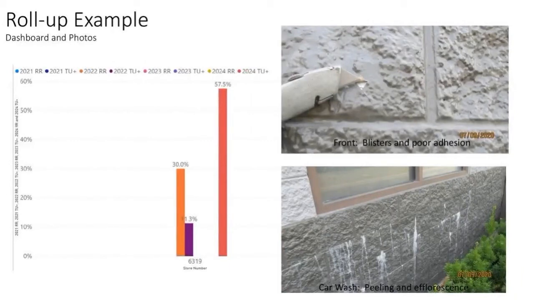So another dashboard roll-up shows this is facility 6319, which has a recommended maintenance year of 2022 and 2024. So 30% of the maintenance is recommended in 2022 as removal and replacement, along with some photos of the removal areas there on the right. And then 11% of the facility is recommended for overcoating in the year 2022. The balance is in 2024.